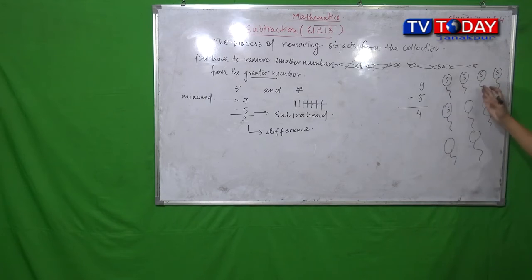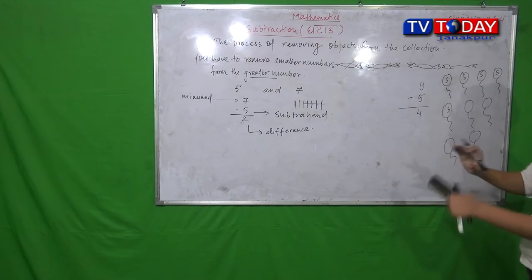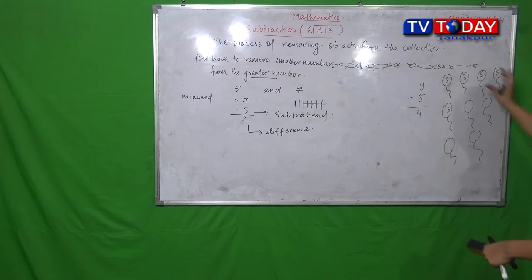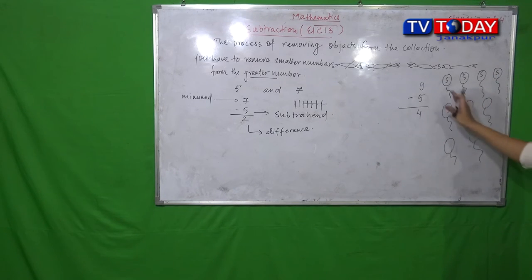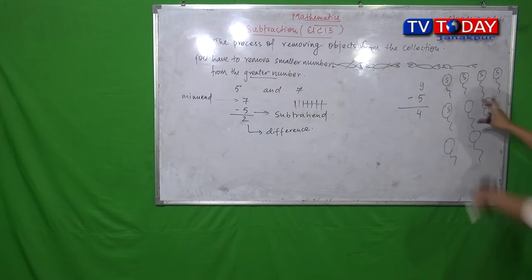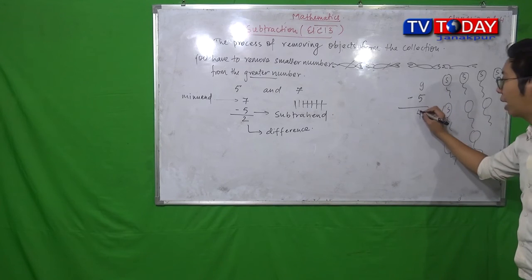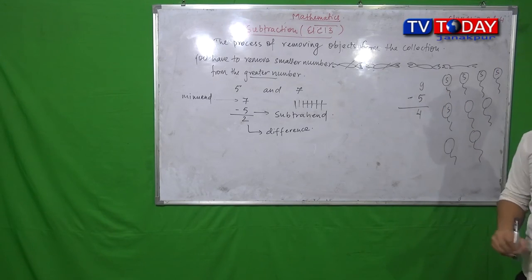This is the process of subtraction. Subtraction is the process of removing the objects from the collection. For example, you have collected these 9 balloons and you are giving 5 balloons to your sister. It means you are removing these 5 balloons from your collection. Then what you have left? 4 balloons. So you have written here 4. 4 is your answer.